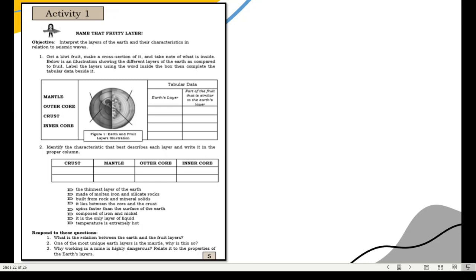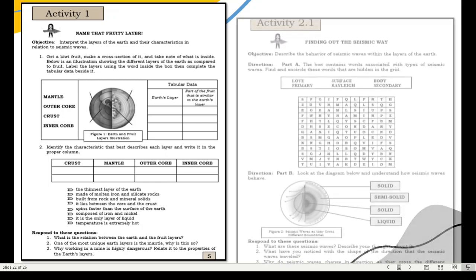and outer core. And then, yung mga descriptions ng crust, mantle, outer, and inner core nandito sa baba, sa number 2. Sasalpak nyo lang yung mga choices dun sa correct column. And then, answer the guide questions 1 to 3.